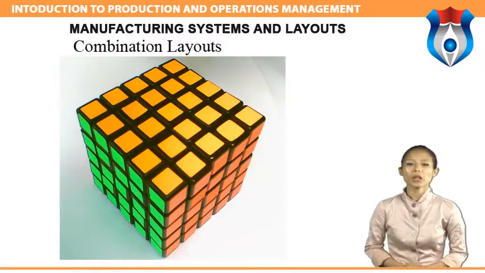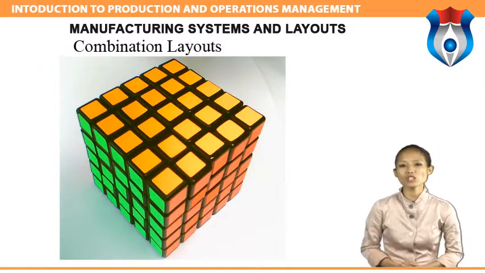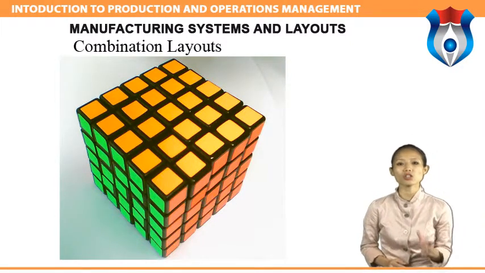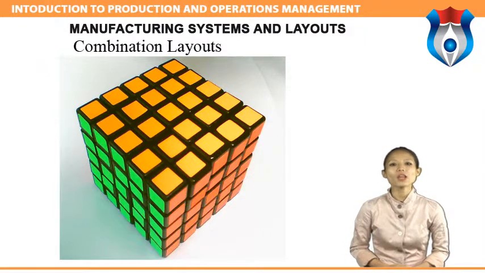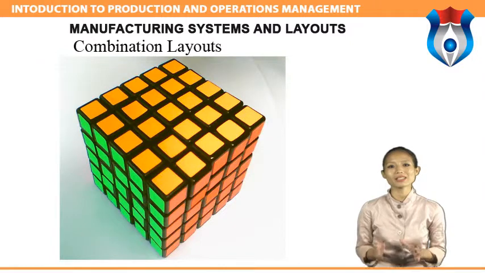Combination layouts. Many situations call for a mixture of the three main layout types. These mixtures are commonly called combination or hybrid layouts. For example, one firm may utilize process layout for the majority of its process along with an assembly line in one area.